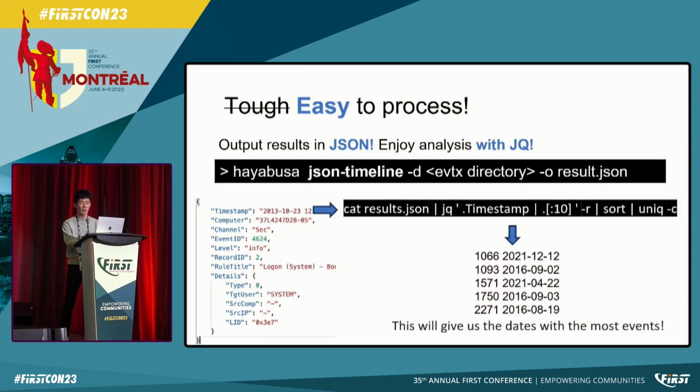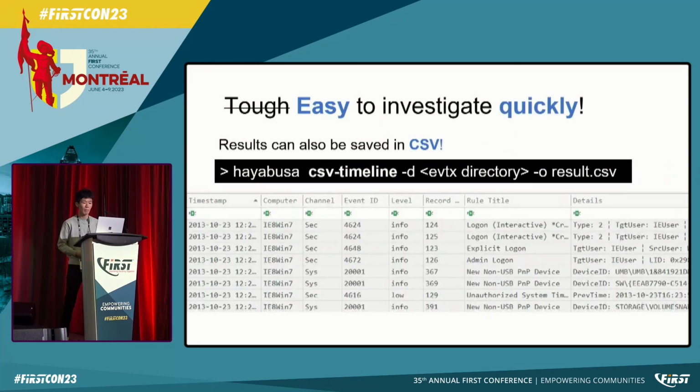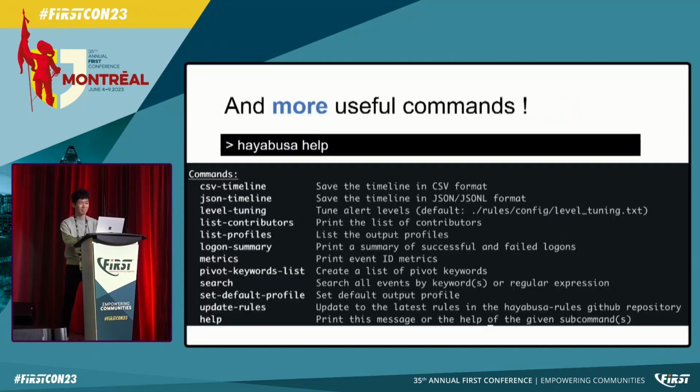Hayabusa's GitHub repository has published a guide for analyzing Windows event logs with the jq command, so please refer to it. The fourth is the CSV timeline command, similar in functionality to the JSON timeline command, but this command creates a timeline in CSV format. There are many other useful commands as well. I would be happy if you could try using it.